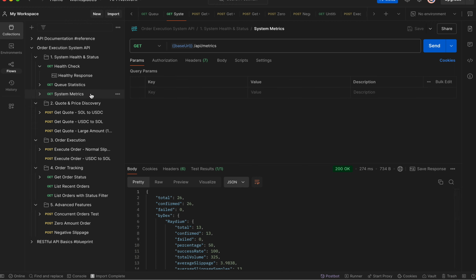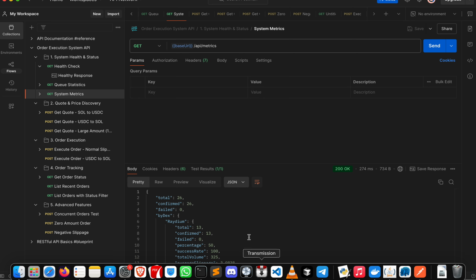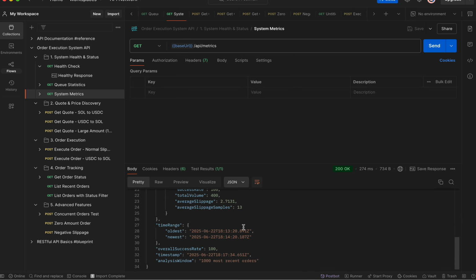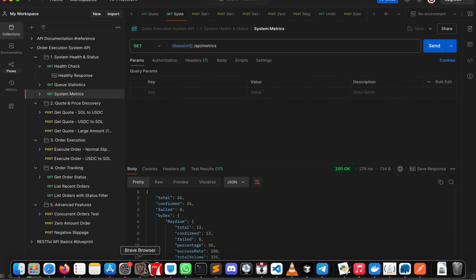The queue statistics involved, I think, some failures from the earlier testing. I have reset the database since then. So yeah, I think this is it. This is my project. Thank you.